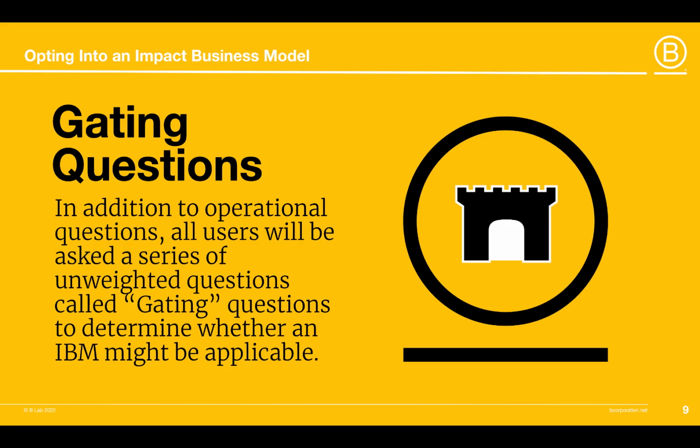Once a company has correctly gone through the gating questions and identified that they may have an impact business model, several new questions will appear in your assessment. The questions within the model itself are designed to evaluate the performance and potential impact of the particular model. In the next slide, I will show what this process looks like within the B Impact Assessment.